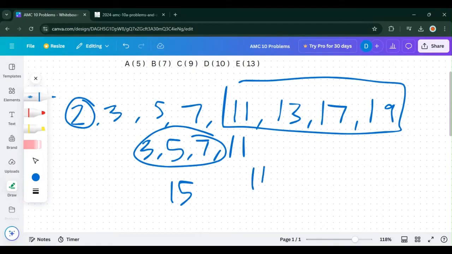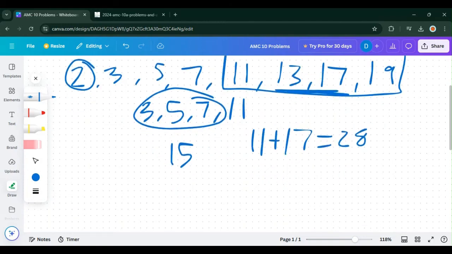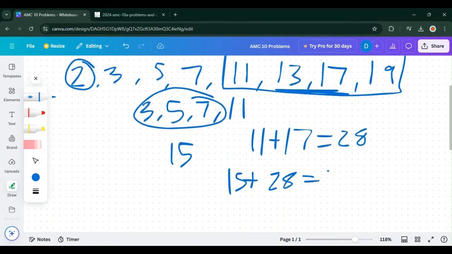So we have to include some other variation. The next smallest is obviously 11 and 17. We can also switch it around and use 13 and 17, but that's not the smallest. So the next smallest is 11 and 17, and that is equal to 28. 28 plus the original 15 is equal to 43.